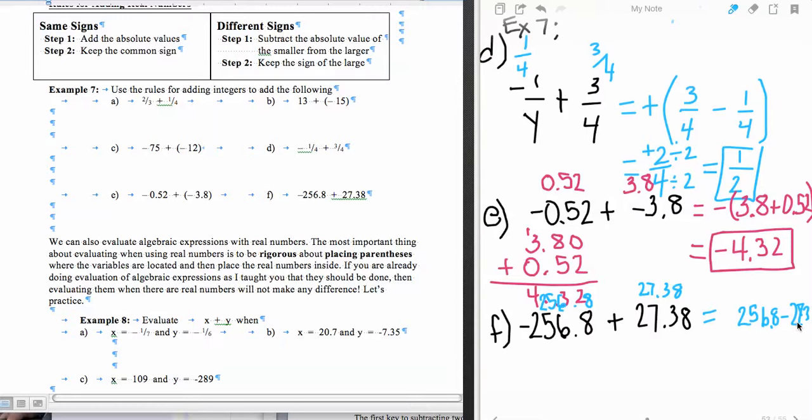And I can't write that there, so you're just going to have to believe me. And then once I have that done, I'll be attaching the sign of the larger. 256 is larger, so I'm going to be attaching a negative sign. Now I hope I don't run out of room on this. So when we subtract integers, the same thing as before, we have 256.8, and then we're subtracting 27.38.